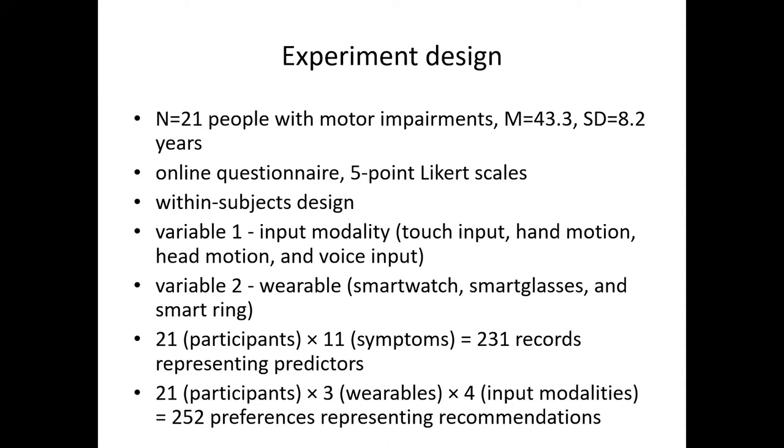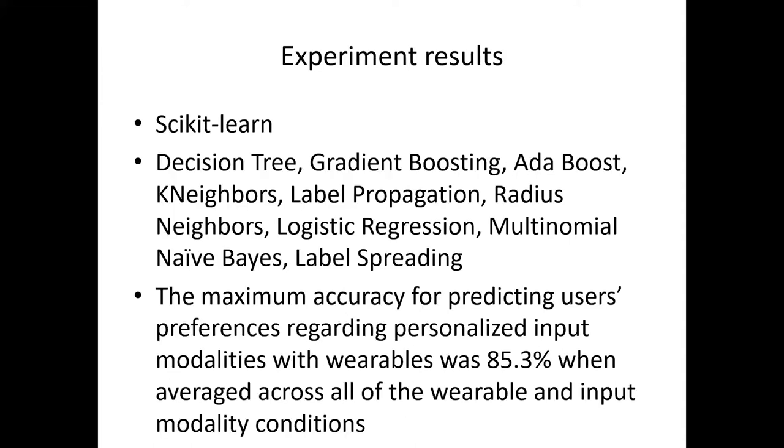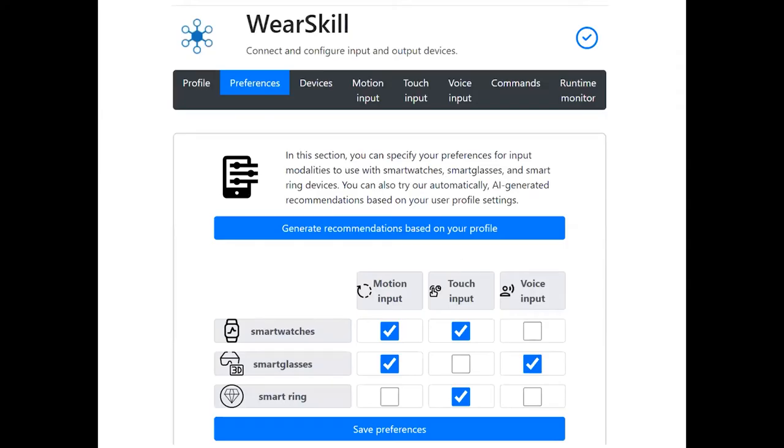We employed scikit-learn to evaluate various classifiers on our data set. Our choice of algorithms included linear models, classifier decision trees, semi-supervised models, neural networks, and support vector machines models. As I previously said, the maximum accuracy for predicting user preferences regarding personalized input modalities with wearables was 85.3%. Based on these results, WearSkill is able to provide usage recommendations on combinations of wearables and input modalities based on the user profile, as it is shown in the preference component of the application now on screen.